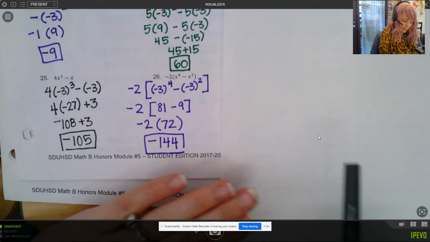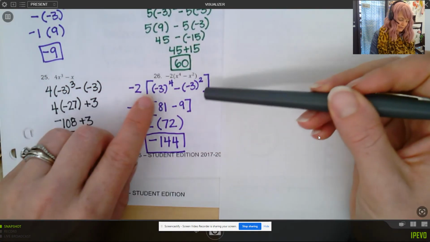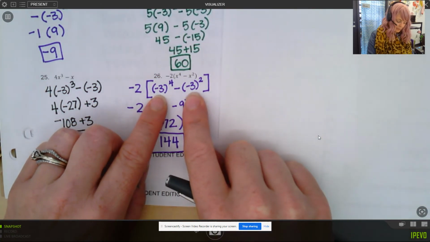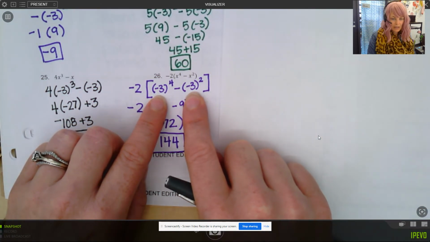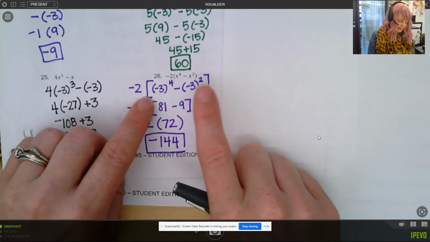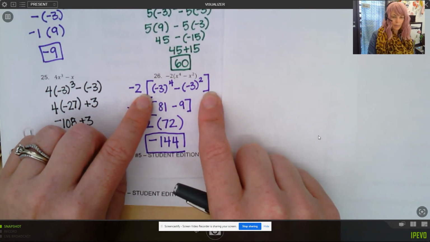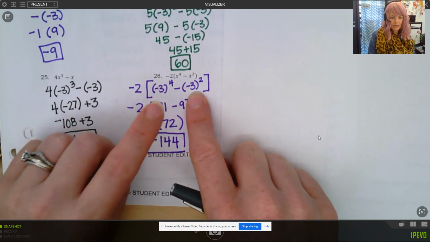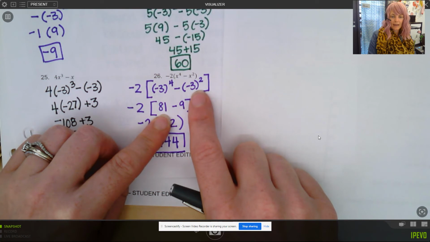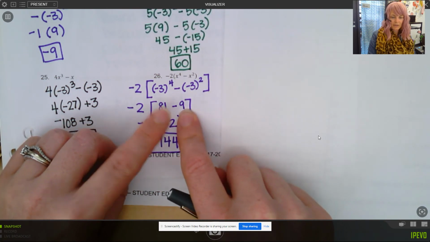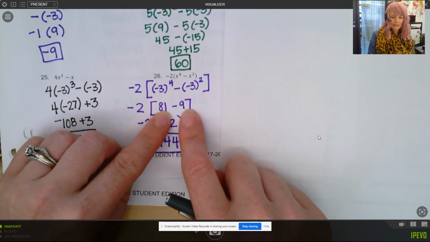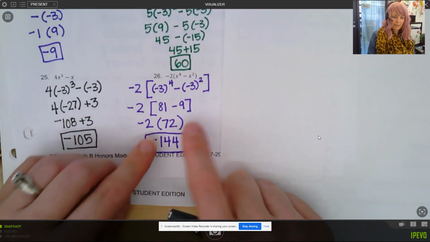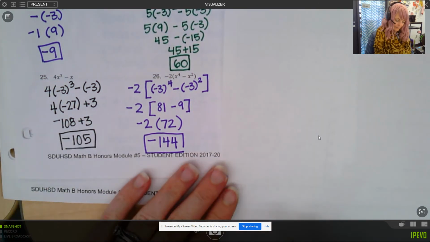26, following order of operations, I've changed these parentheses to brackets, and I put parentheses around my x and plugged in negative 3 for my x's. From here, following order of operations, I have to do what's inside these brackets, the grouping, first. And inside the grouping, I have these exponents. So I did -3 to the fourth, which is positive 81, and -3 squared, which is positive 9. So I have 81 minus 9 in the brackets still. So I had to do what's in the brackets, grouping, to get 72. And then -2 times 72 is -144.